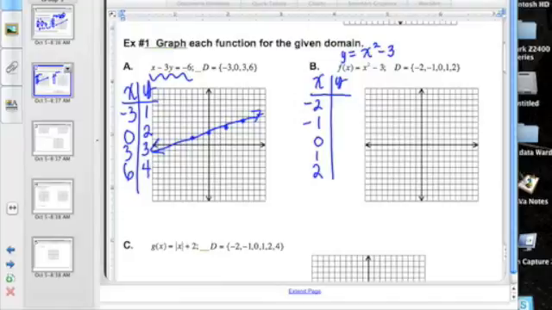So if I plug in a -2 for the x, I'm going to square it and then subtract 3. So -2 squared is 4, minus 3 would be 1. -1 squared is 1, minus 3 would be -2. 0 squared is 0, minus 3 would be -3. 1 squared minus 3 would be -2. And 2 squared is 4, minus 3 would be 1.